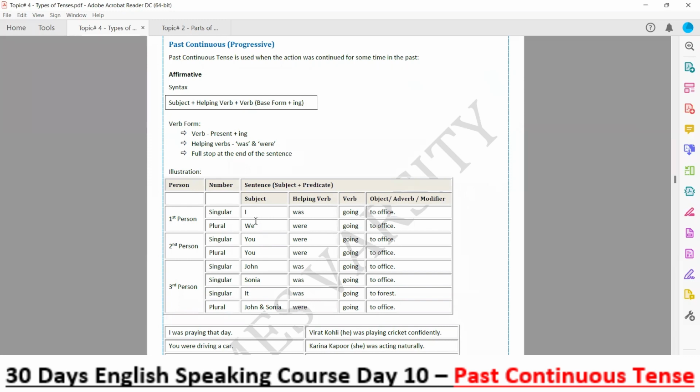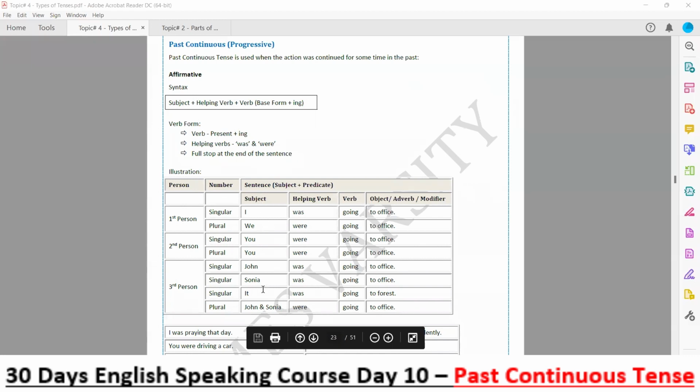Let's look at some examples. I was going to office. We were going to office. You were going to office, right? John was going to office. Similarly, Sonia was going to office. And for any non-living things or animals, it was going to forest. And third person plural, John and Sonia were going to office.